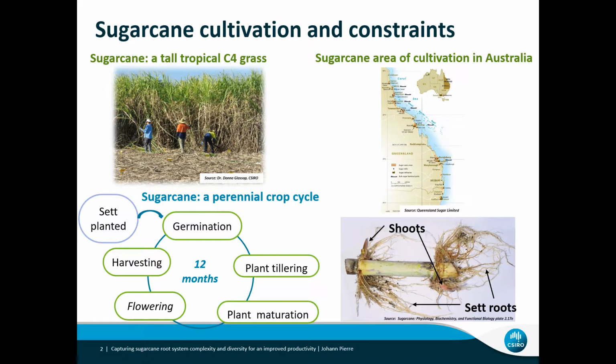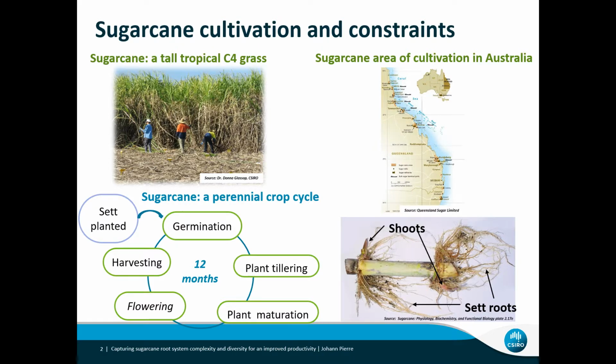So once the sets are planted into the field, the crop cycle is about 12 months until the plants are cut for harvesting. And after harvesting, the base of the plants remain in the soil, and the bud at the base of the plant will germinate again, and will become the next crop, also called ratoon. So usually in Australia, this cycle goes on for 3 to 5 years, until the yield loss are becoming too important and the farmer has to replant.